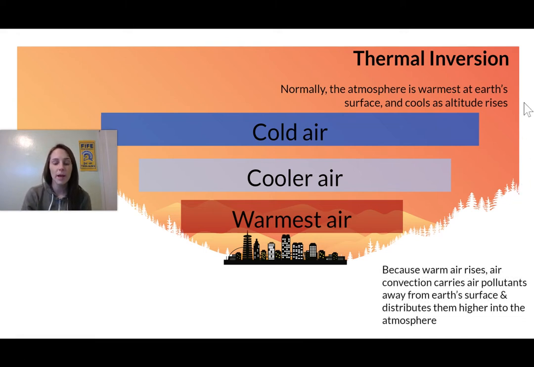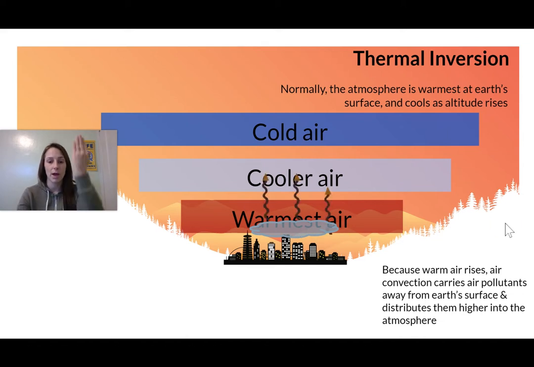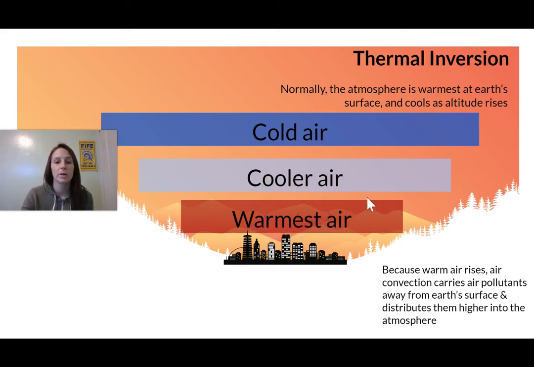Now, because warm air rises, this causes air convection. Think back to Unit 4 with our Hadley cells and the warm air rising and the convection that occurs from that. Now, this convection and the movement of the air is going to carry air pollutants away from Earth's surface and distribute them higher into the atmosphere. So if we've got this pollution, these air pollutants, the smog, it's going to rise with the warm air, and it's going to get dispersed up into the atmosphere.